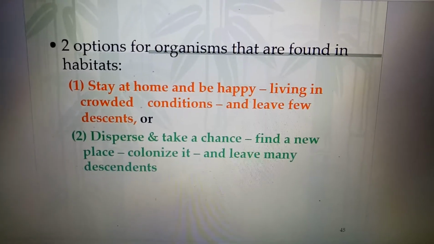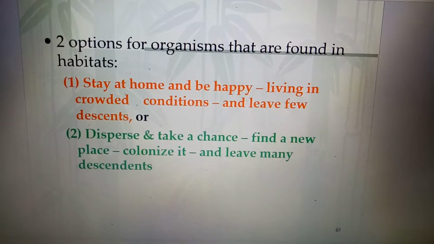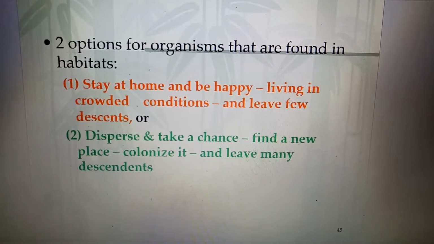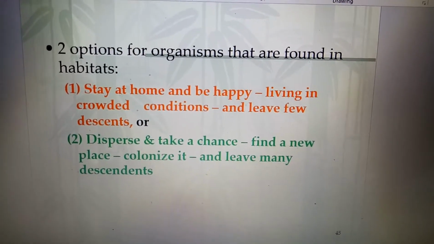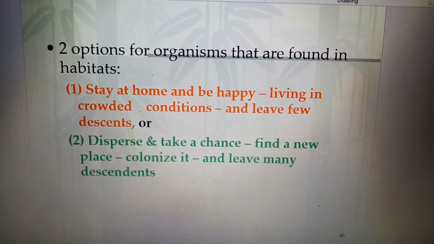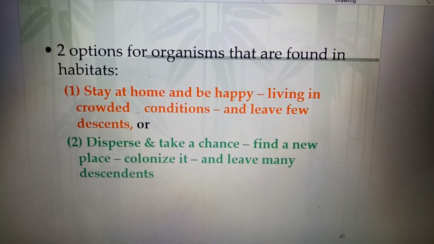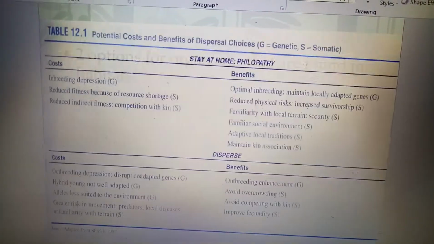There are 2 options for organisms found in a habitat. Number 1, stay at home and be happy, living in crowded conditions and leaving few descendants. And number 2, disperse and take a chance, find a new place, colonize it, and leave many descendants.